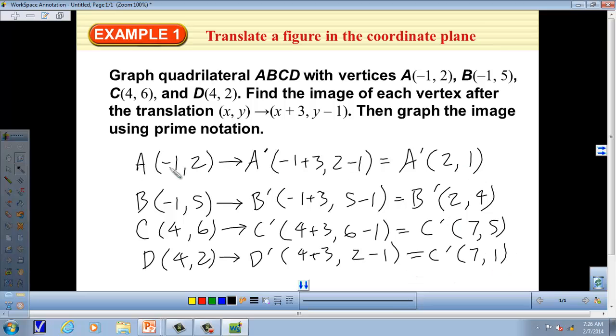Okay? So then you would plot the original points, which are these. You would plot the new points, and you'll be able to see that the whole figure has been moved 3 to the right and 1 down. So we'll look at that right now.